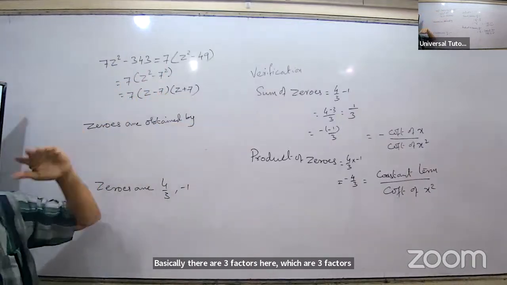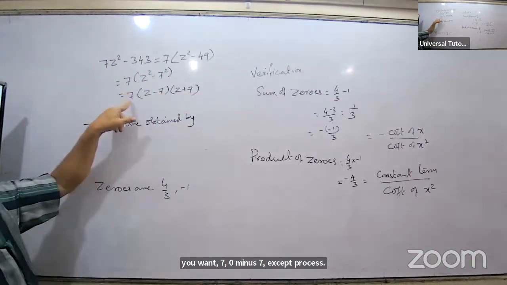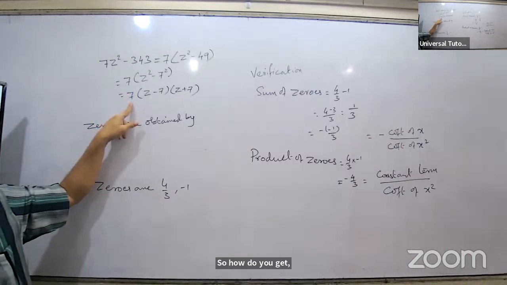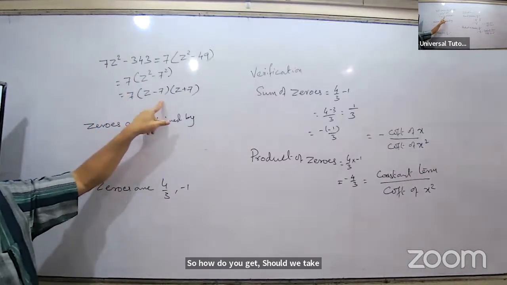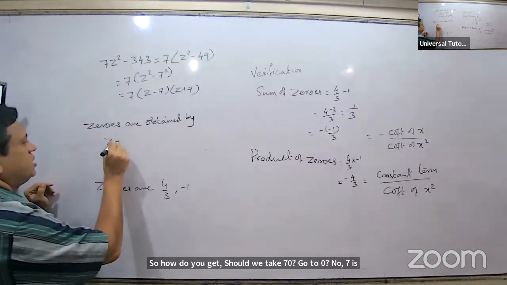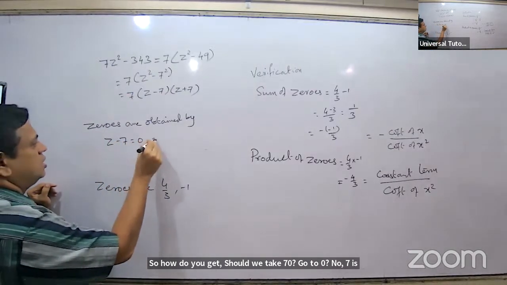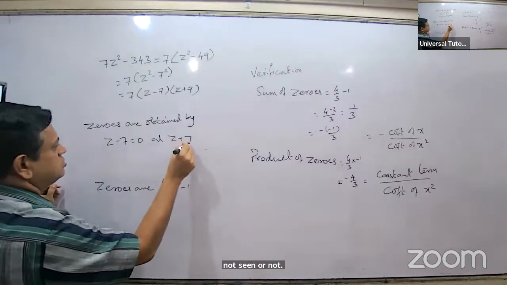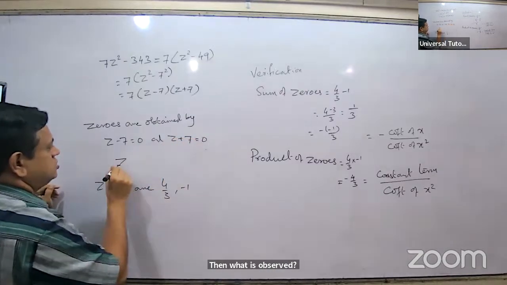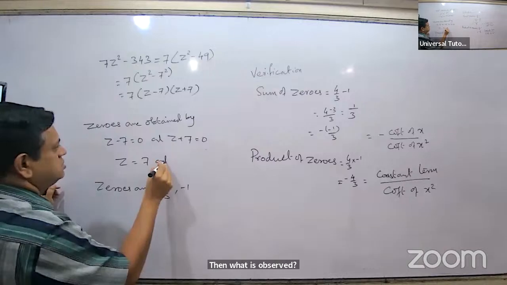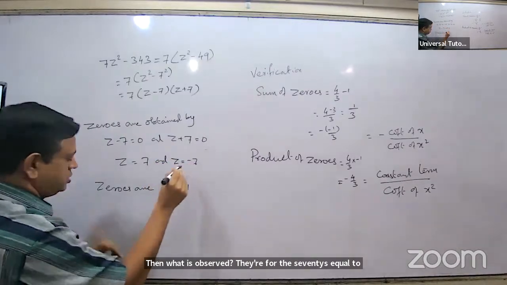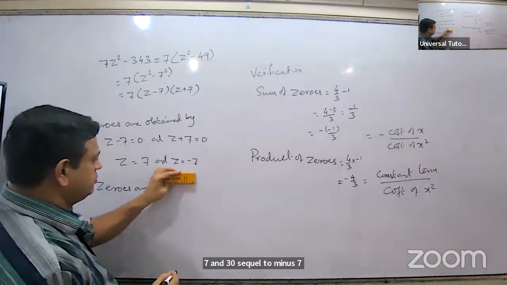So how are zeros obtained? Should we take 7 equal to 0? No, 7 is not 0. Then we take z minus 7 equal to 0 and z plus 7 equal to 0. Therefore, z is equal to 7 and z is equal to minus 7. Your work is done. Therefore, zeros are 7 and minus 7.